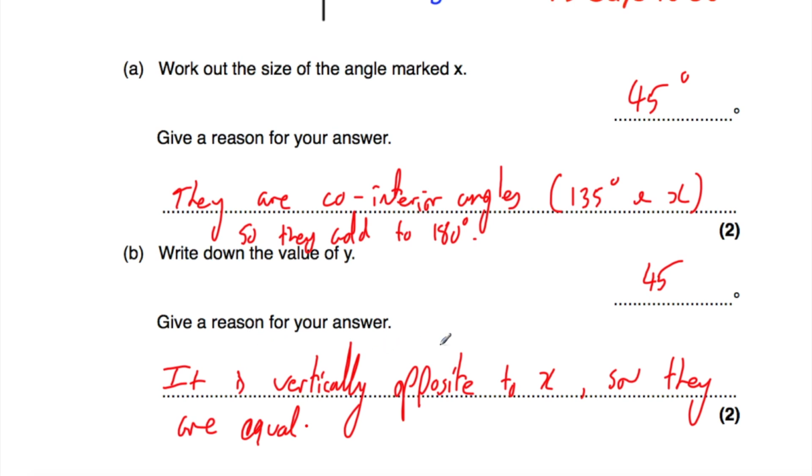So I've just written down Y is vertically opposite to X, so they're equal to each other. And also just to explain our reason for part A again, that they're co-interior angles, the 135 degrees and X, so therefore they add to 180 degrees. So then that's 45 as well.